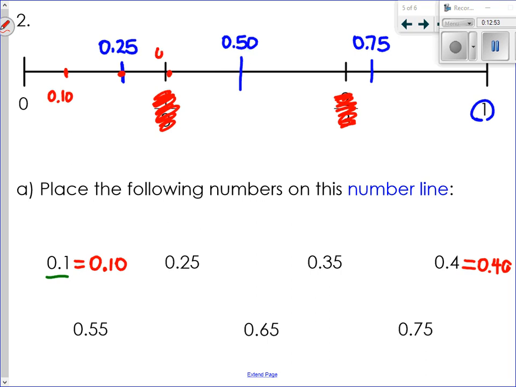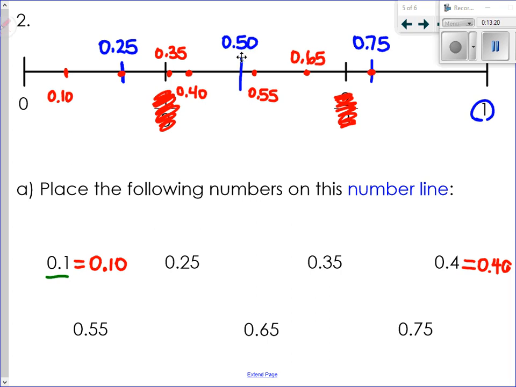That's 0.35, which is 35 hundredths. What about 40 hundredths? Well, it'd be right about there. 55 hundredths? Oh, it's going to be right about there. 65 hundredths? Probably about there. And 75 hundredths is right there.